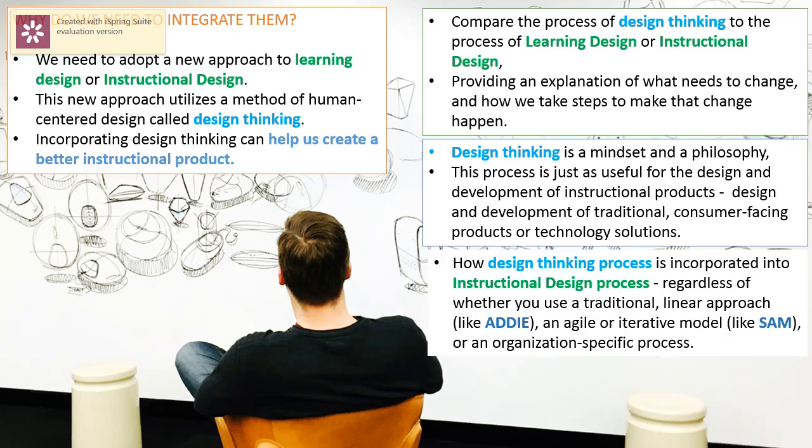For each phase or mode in the design thinking process, I'll provide an explanation of the phase and then explain how you can incorporate that mode into your instructional design process, regardless of whether you use a traditional linear approach like the ADDIE, an agile or iterative model like the SAM, or an organization-specific process.